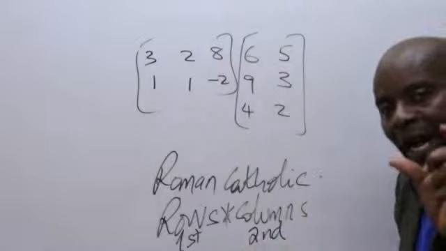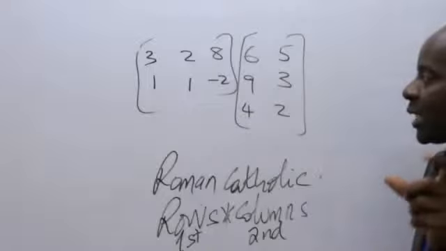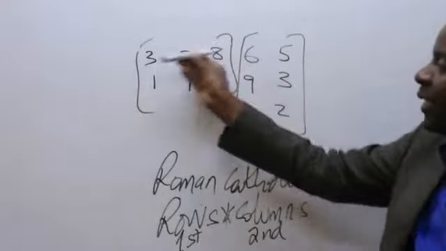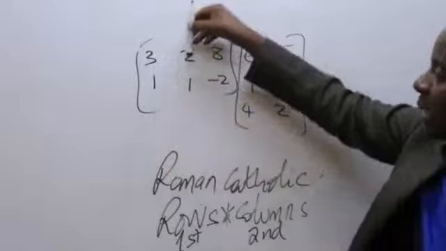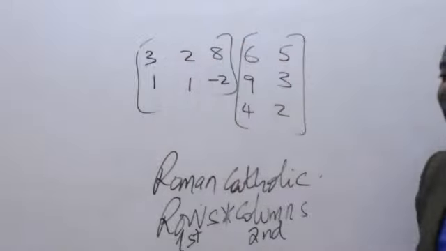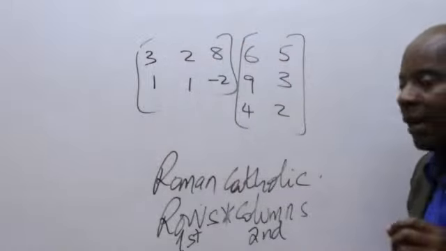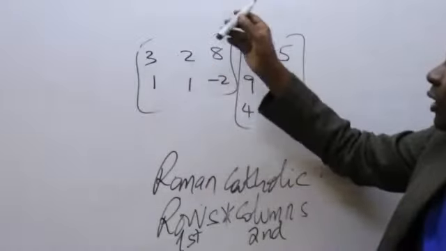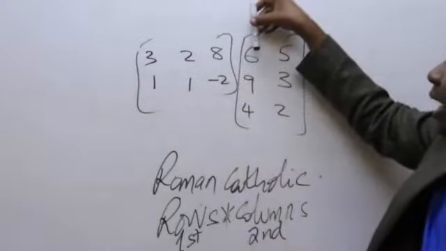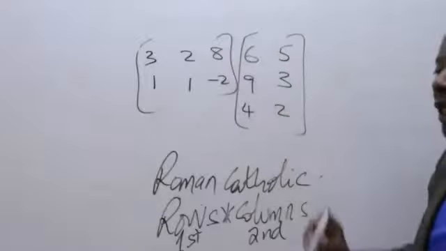Rows of the first matrix go like this, always. A column is like the columns of a house, they stand like this. So I'm repeating again. I'm saying that the rows of the first matrix will multiply the columns of the second matrix.